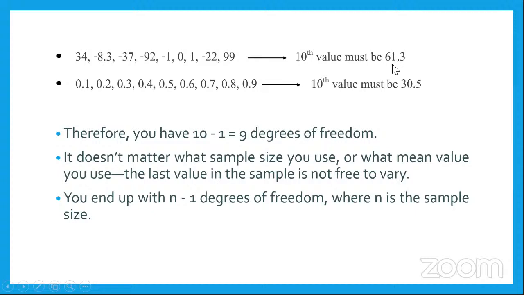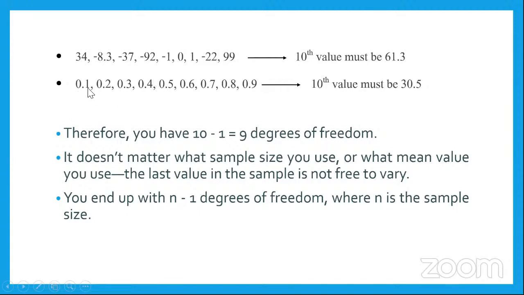If you don't select the 61.3, the total will not be 35. The total of all these 10 values should be 35. Then only you can have an answer of 35 and an average of 3.5. So you have 9 freedom, 9 choices, but the 10th value is fixed.